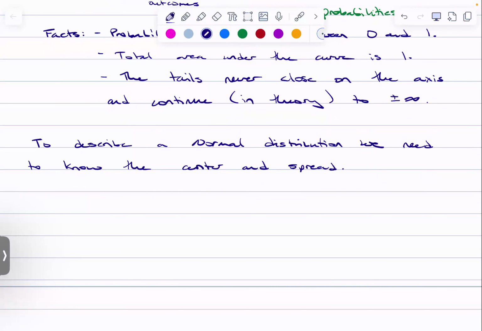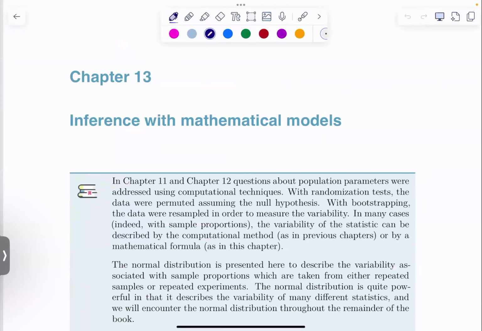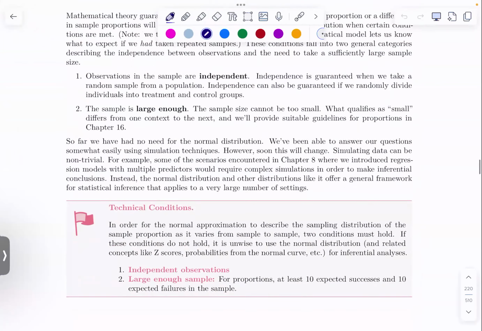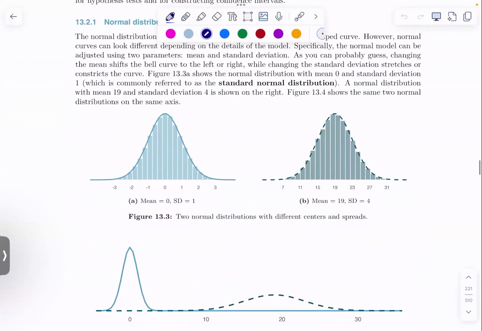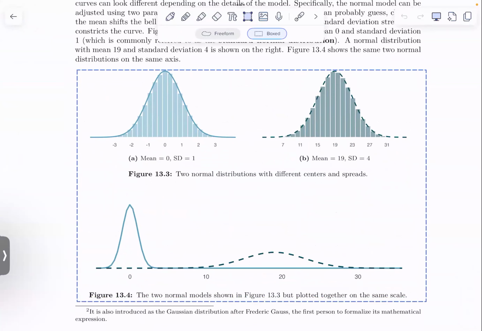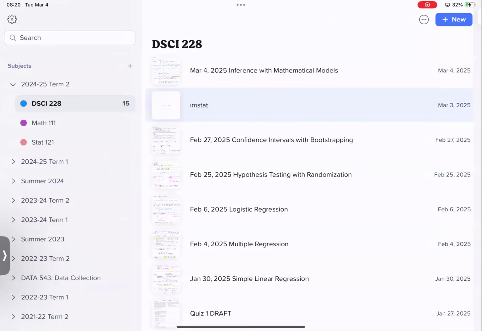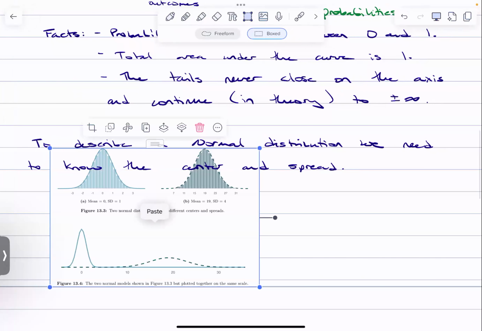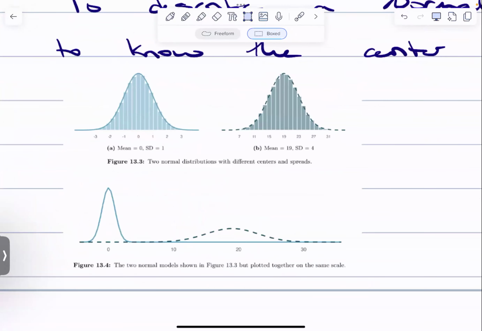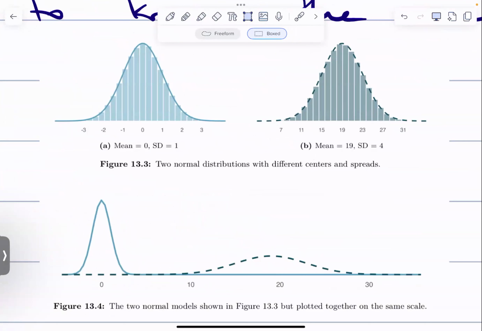And I'm gonna steal, let's see here, I'm gonna steal a visual from here. Copy. I'll paste it small, but then zoom in. Rude.